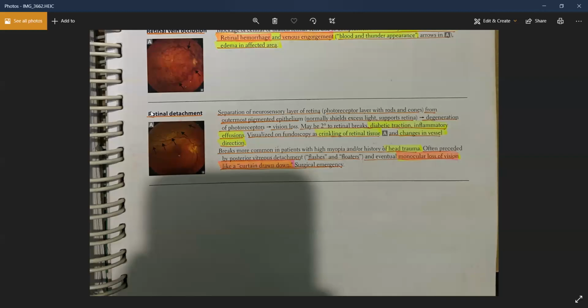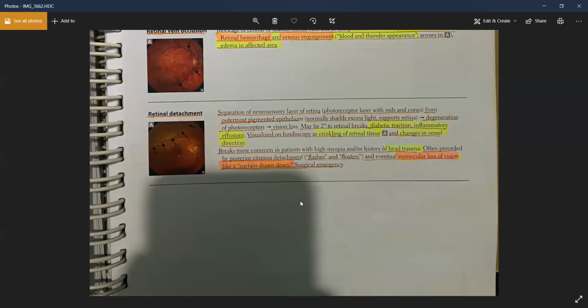Okay, any doubt? Could you please repeat the last sentence? The monocular loss of vision. No, I mean, how does the patient present usually? Just a sudden monocular loss of vision will be there in the patient. Okay, thank you. Like someone is drawing the curtain over them, right?